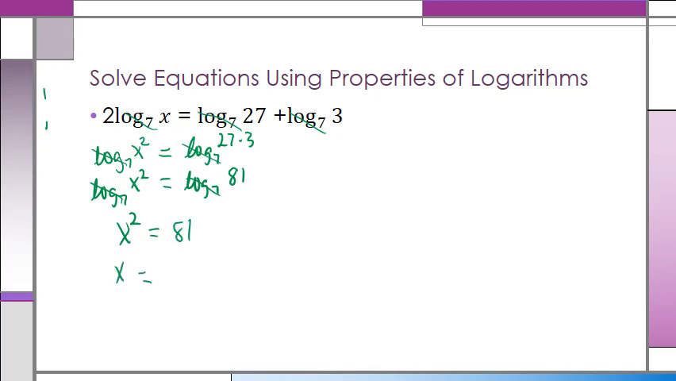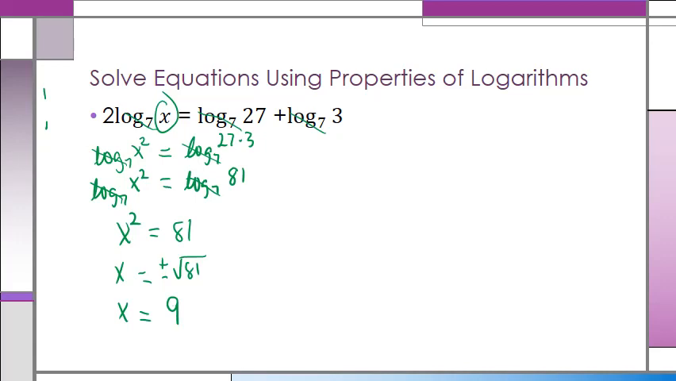So then therefore x is going to equal, technically speaking, plus or minus the square root of 81. And so x equals, well, the square root of 81 is 9. Now, one thing we cannot do is take the log of a negative number. If we were to try to use negative 9 in this plus or minus square root of 81, right here we would be taking the log of a negative number if we substituted in negative 9 for x. And so the correct answer is x is equal to 9.